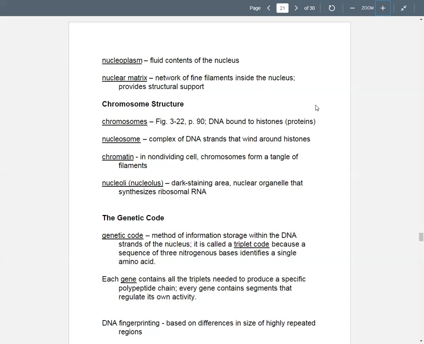Now, inside your nucleus, you also have an area called the nucleolus. Plural is nucleoli, because some cells have more than one. And it's basically an organelle inside your nucleus, and its role is to make ribosomal RNA, or ribosomes. And we learned about RNA in chapter 2. Remember, it's a nucleic acid. Sugar is ribose. It's ribonucleic acid.